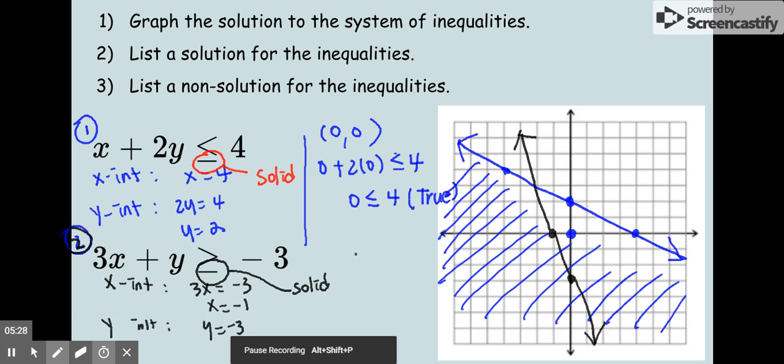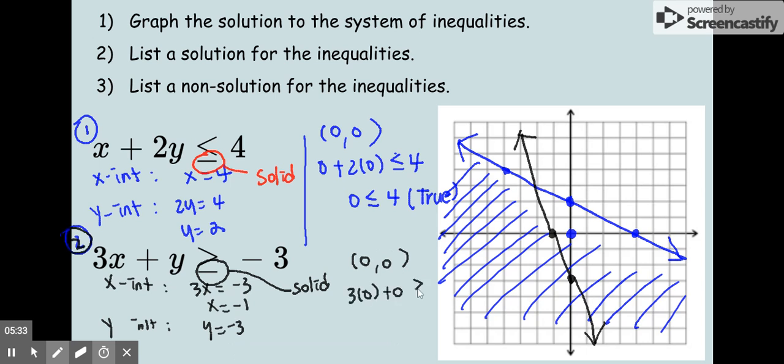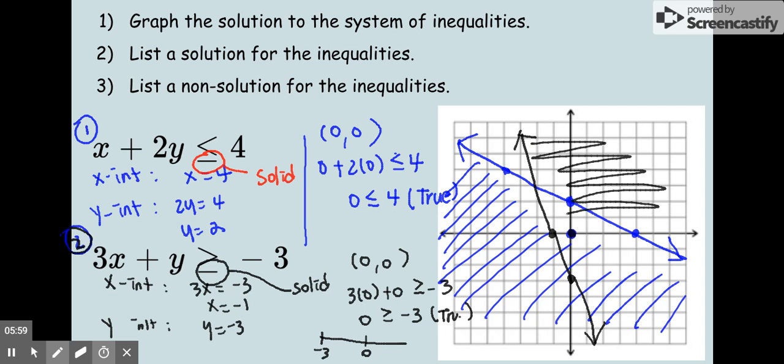Now we're going to use (0, 0) as a testing point. Is 0 greater than -3? Yes, 0 is greater than -3, so it's true. So the region has (0, 0) on this side of the black line. You see the right side and the left side. Only this area is going to be the solution for black.